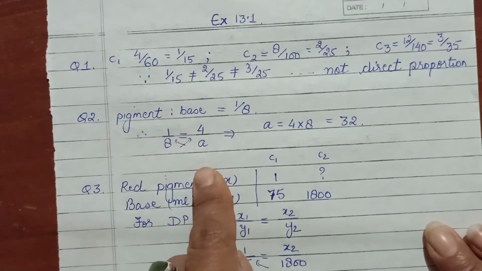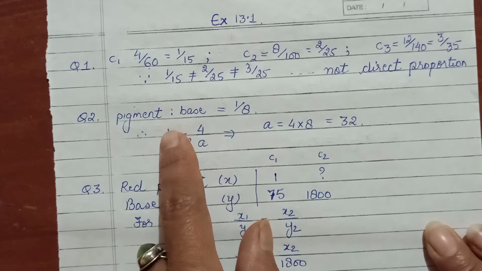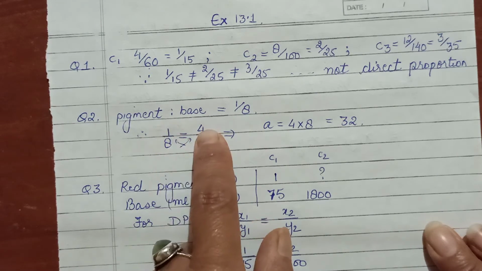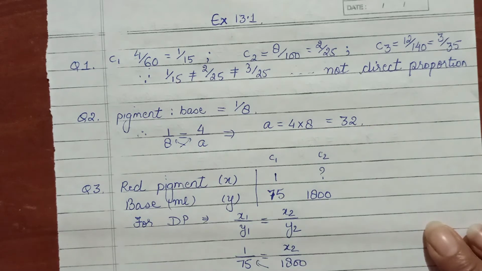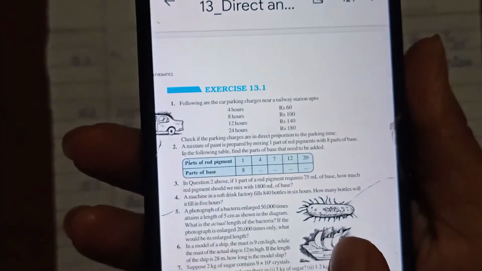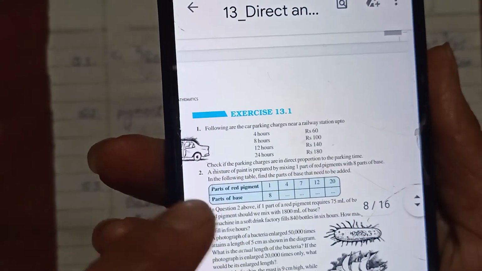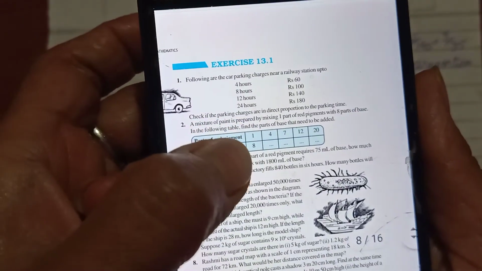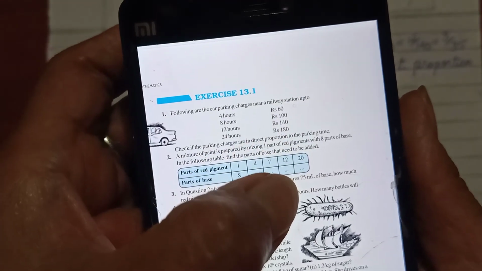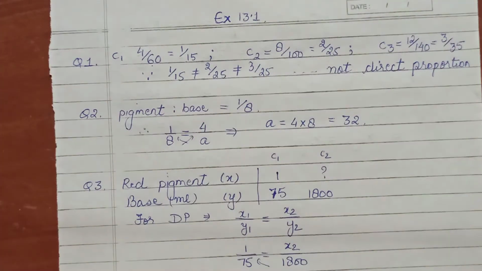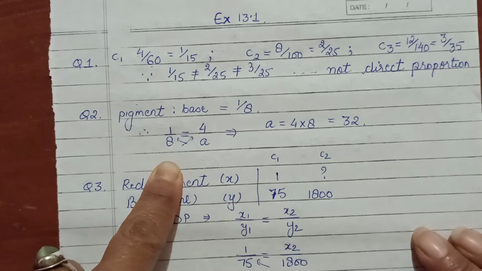Okay, so the rest is all calculation. You need to cross multiply. This A goes here, 8 comes here, so that means 32 parts will be required. Likewise, you can fill in the remaining entries also. Every time the ratio will be equated to 1 by 8. 1 by 8 will be equal to 7 upon A, then 12 upon A, 20 upon A. Okay, so it's sheer calculation. I've done one part for you, the rest you try on your own.